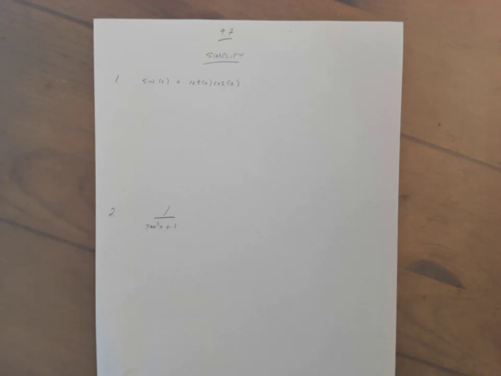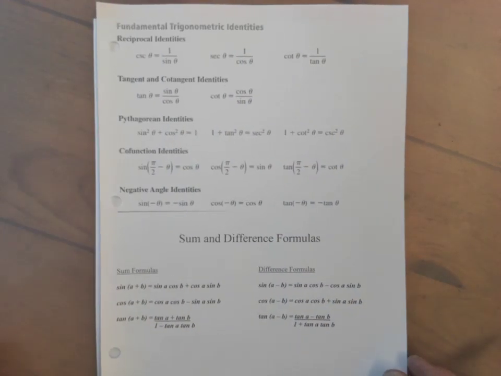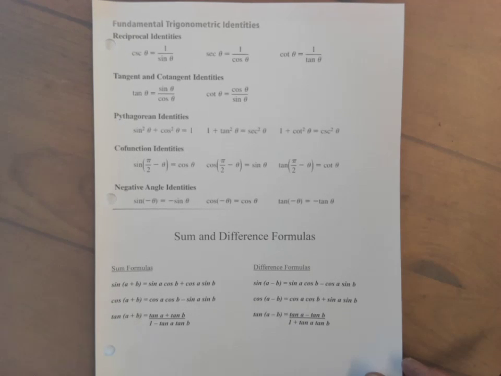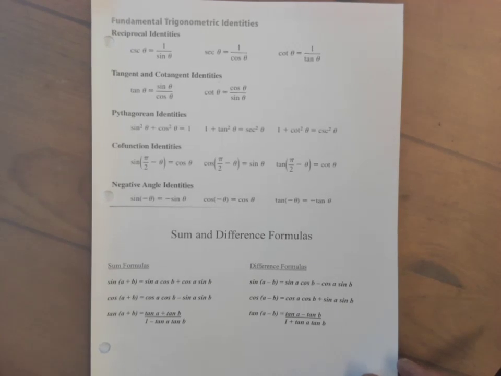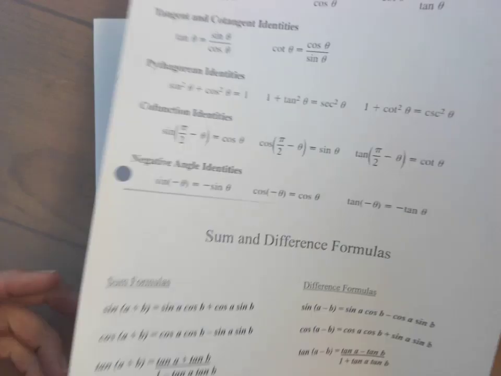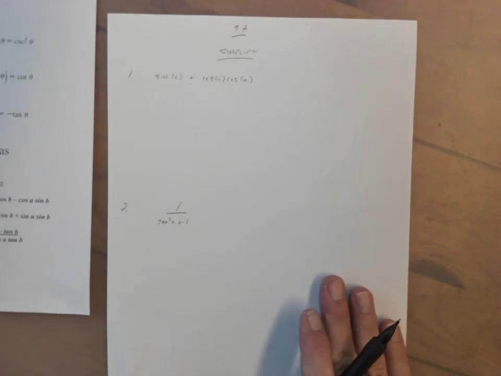All right, we're going to look at some problems from section 9.7, where we're using our trig identities, the fundamental trig identities given to you in class. And here's the sheet that we gave you. I would certainly have these out. You're going to be able to use this sheet on a quiz or exam, so you don't have to memorize them, but the more you use them, obviously, the more you'll remember them. And we're going to use these to simplify and or verify a trig identity.